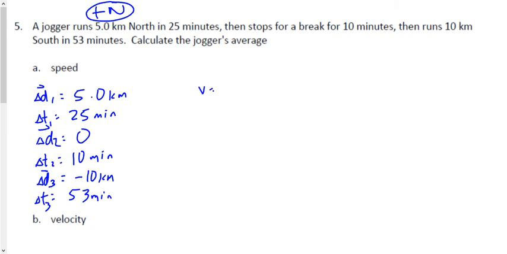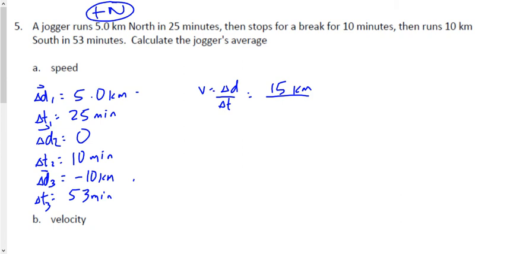So if I want to find the speed, I want the distance over the time. What's my distance traveled there? It's my total distance traveled. Be careful you don't do 5 over 25 to get the speed, then 10 over 53 to get the speed, and then just add them up and divide by 2. That doesn't work. I have to take my total distance, which is 5 kilometers and 10 kilometers, 15 kilometers. I didn't pay attention to the negative because we're talking about speed.